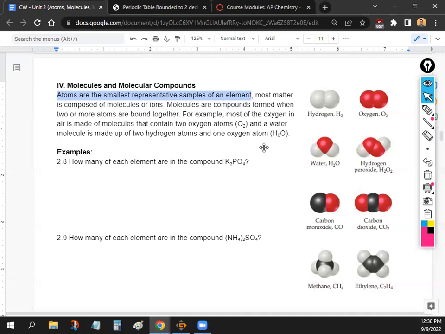Okay, so we got some examples of molecules right here. One example would be this one right here. Hydrogen is H2. It is composed of two separate hydrogen atoms, okay?